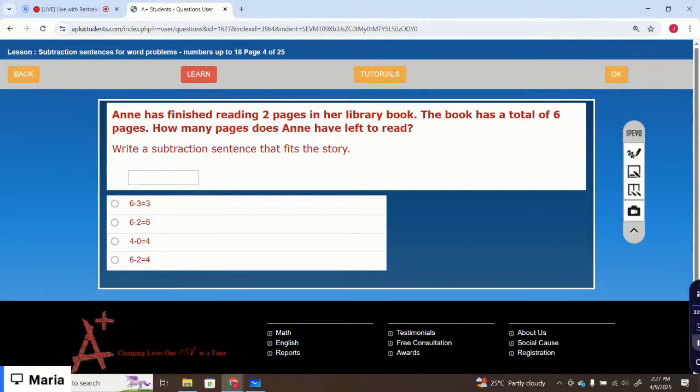Annie has finished reading two pages in her library book. The book has a total of six pages. How many pages does Annie have left to read?